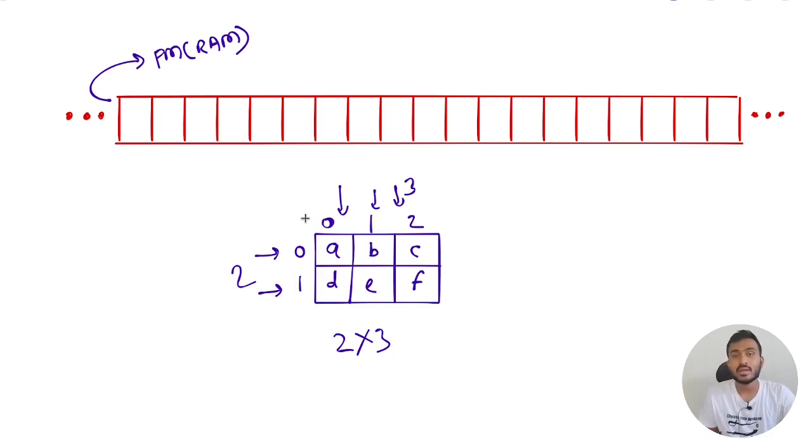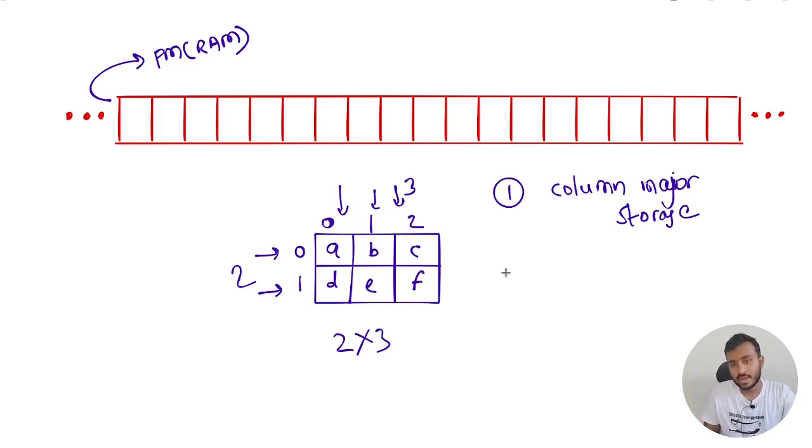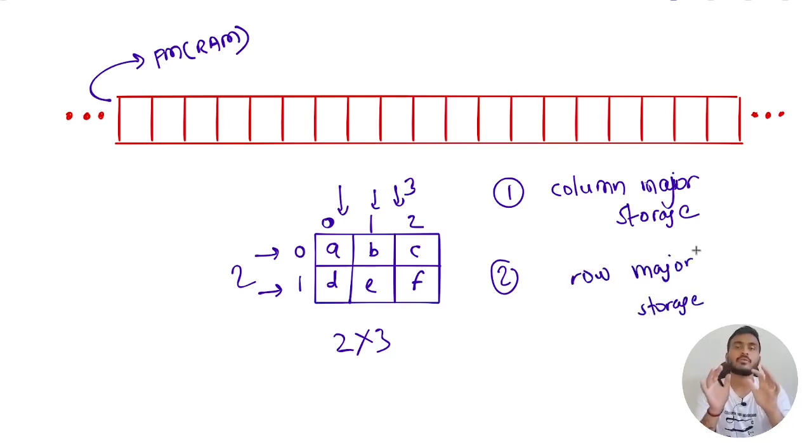There are two ways in which a two-dimensional array can get storage into the primary memory. The first way is called column measure storage. And the second way of storing the elements is called row measure storage. I hope you remember from our previous discussion, all the elements of an array are going to get continuous storage. It doesn't matter whether it is a one-dimensional array or a two-dimensional array. Whenever you talk about arrays, the elements are always going to get storage in a continuous manner.